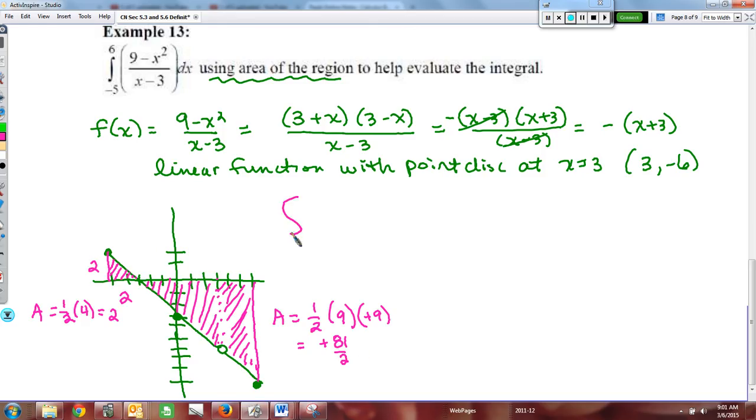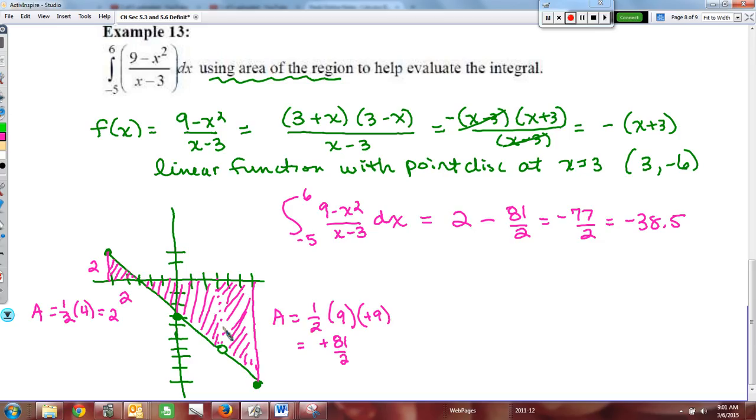But when I want to calculate my definite integral from negative 5 to 6 of this (9 minus x squared) over (x minus 3) dx, I know that I'm going to add this area in, and then I'm going to subtract that area out to get my final answer, which I do believe is negative 77 over 2, and you can make it negative 38.5 if you would like.